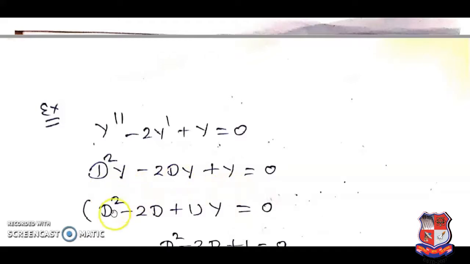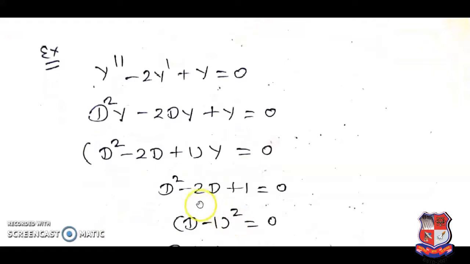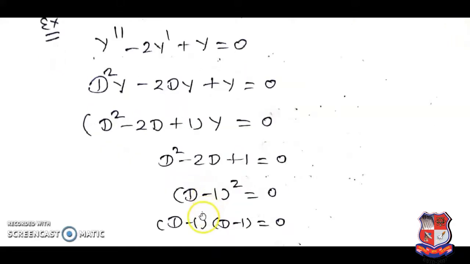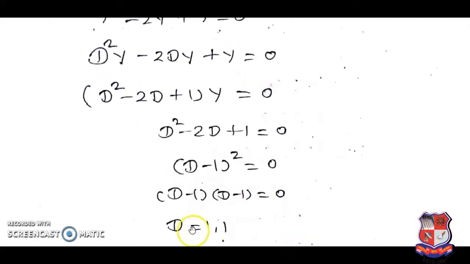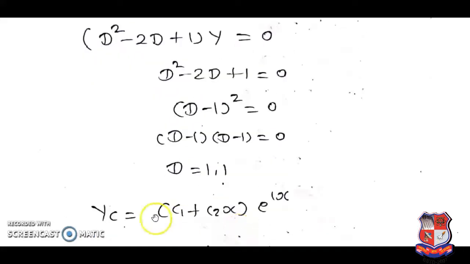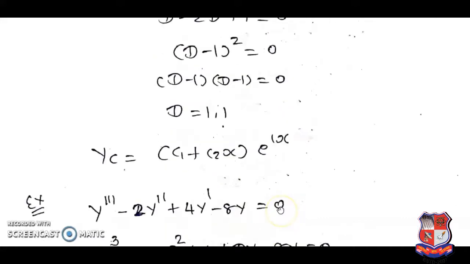Now we take y common, so (d square minus 2d plus 1) y equals 0. So d square minus 2d plus 1 equals 0. It is a perfect square, (d minus 1) whole square, that is d minus 1 two times. So d minus 1 equals 0, and we get d equals 1 and 1. So yc equals, it is real and repeated, 2 times repeated, so we consider the first 2 steps: (c1 plus c2x) e raised to 1x.